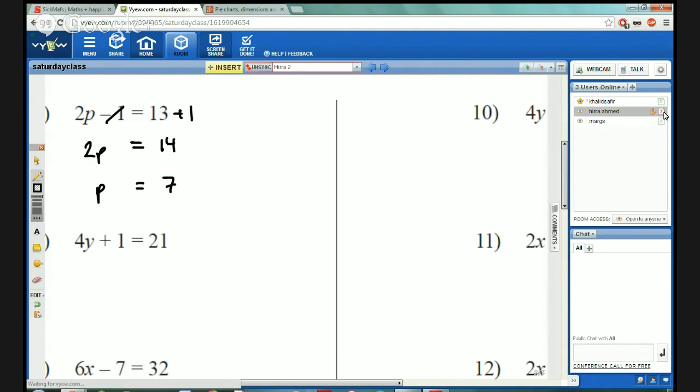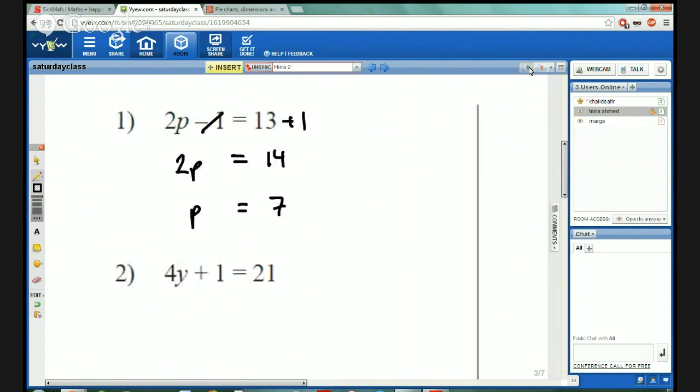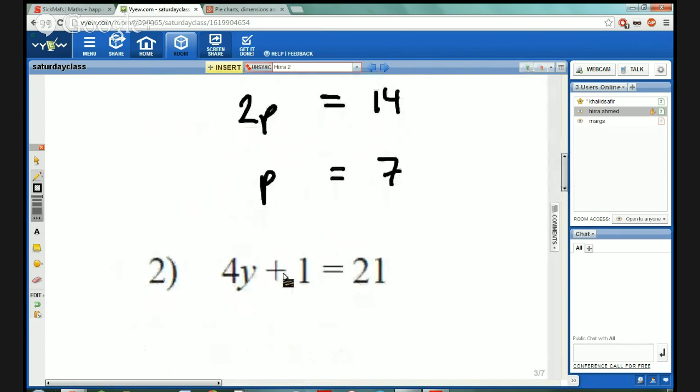Let's go to Hira. Which one are you on? Number 2. Would y equal 11? Nope. Should I help you a little bit? First step is move that plus one. What's going to happen to 21 plus 1? Opposite trick. Did it become 22? Minus one. Of course, opposite trick. That's a basic mistake. So 20, and then it's easy peasy, right?